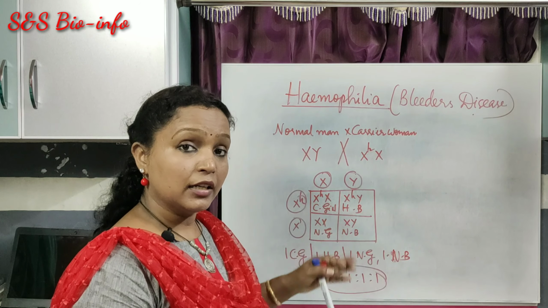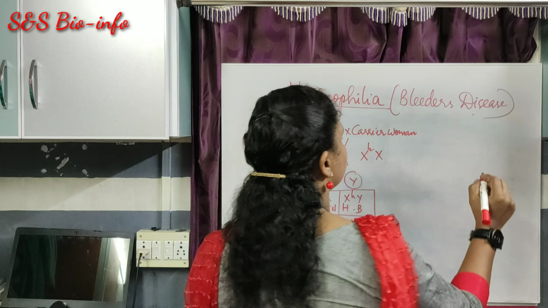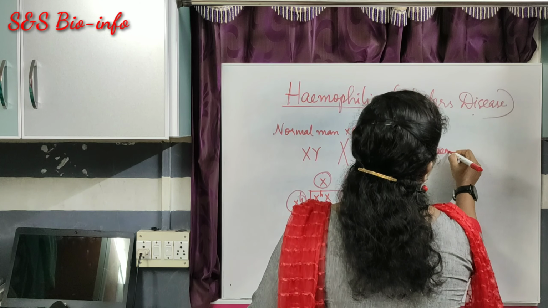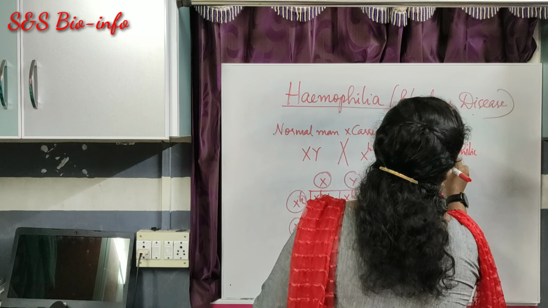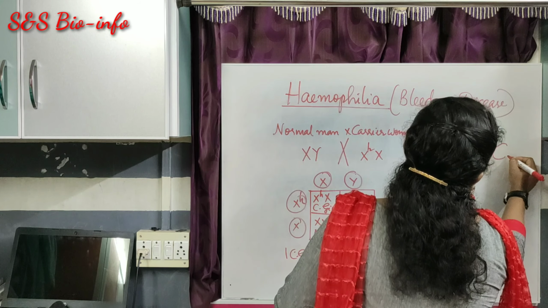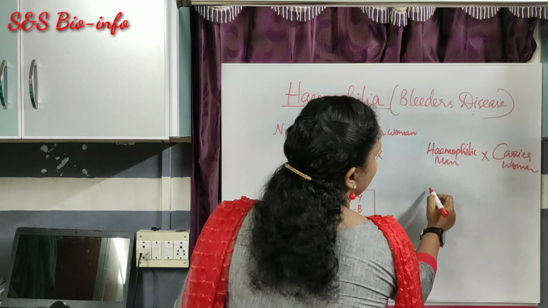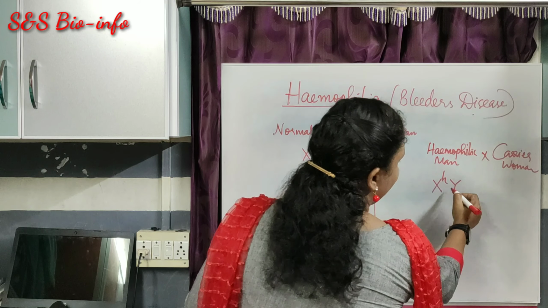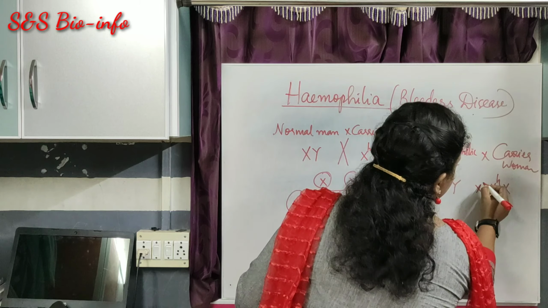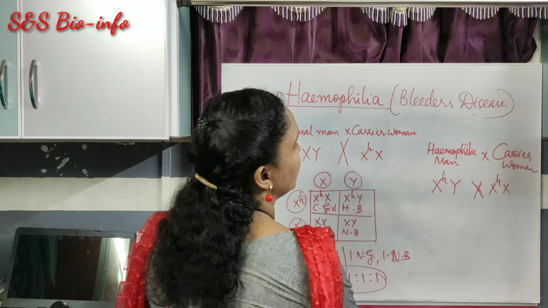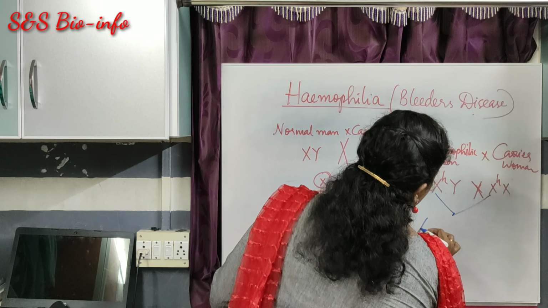Did you get it? Then let's consider another cross: a hemophilic man with a carrier woman. Hemophilic man can be represented as XHY. Then the carrier woman, XHX.